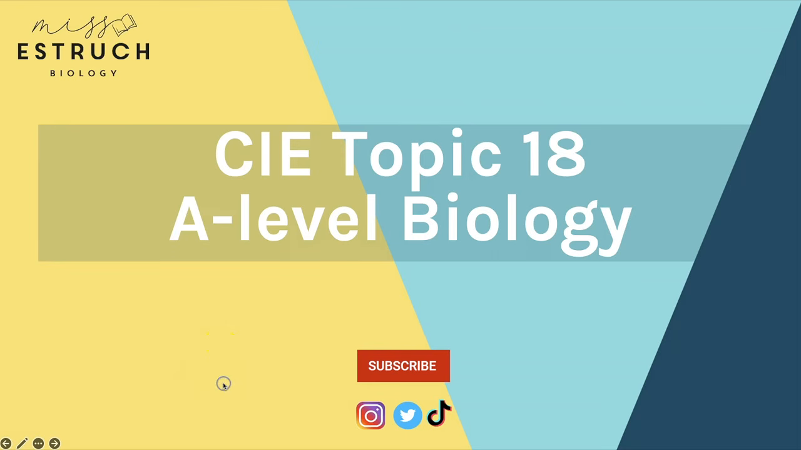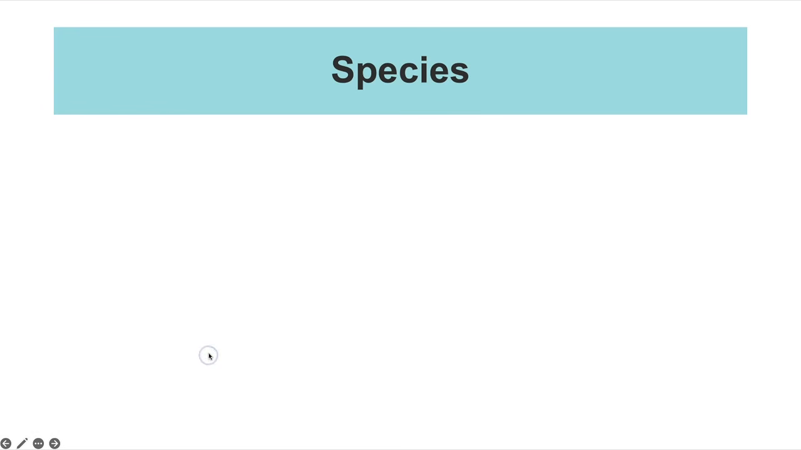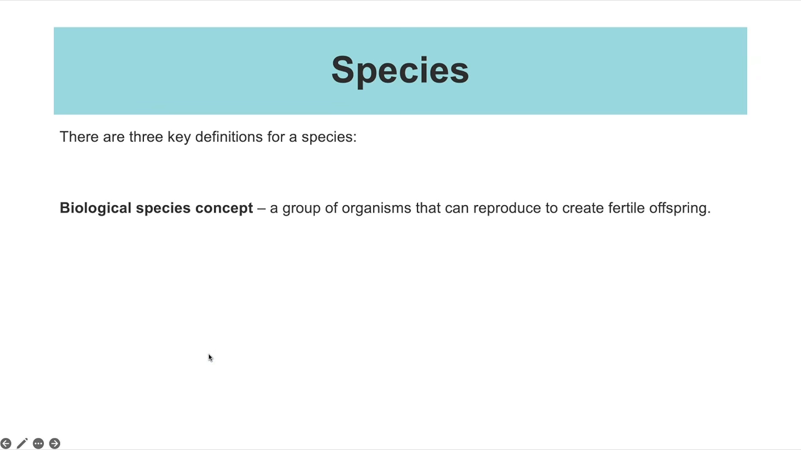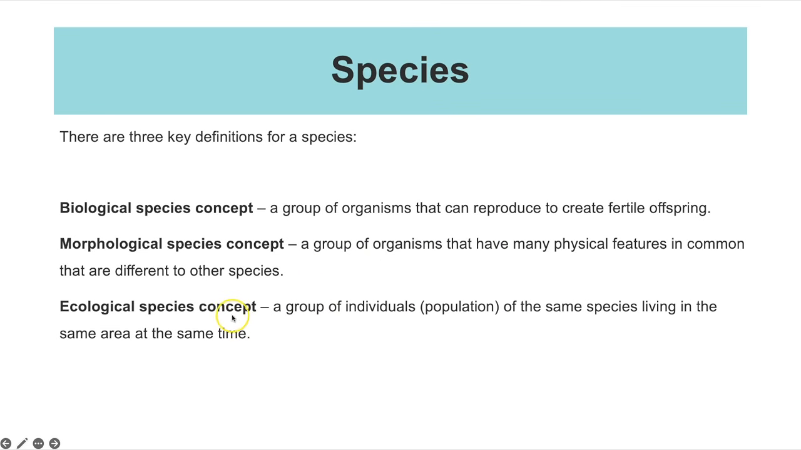Topic 18, we're going to be looking at classification, biodiversity and conservation, and we start with classification. So there's different ways to define a species. You could have the biological species concept, which is a group of organisms that can reproduce to create fertile offspring. The morphological species concept, which is a group of organisms that may have physical features in common that are different to other species. Or the ecological species concept, which is a group of individuals of the same species living in the same area at the same time.